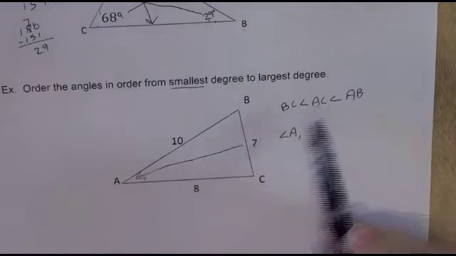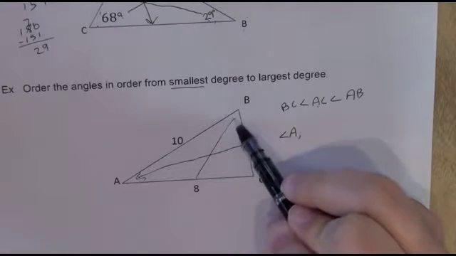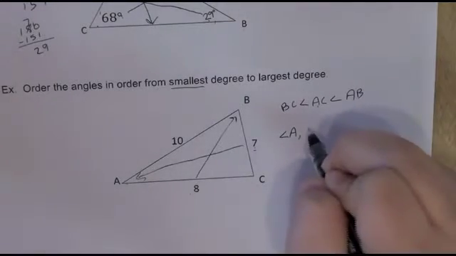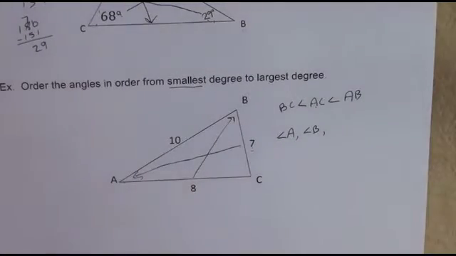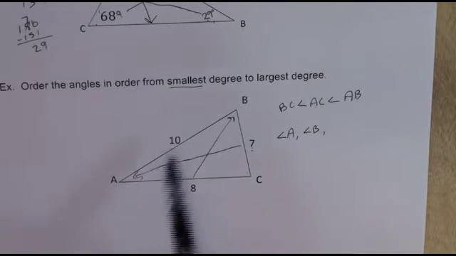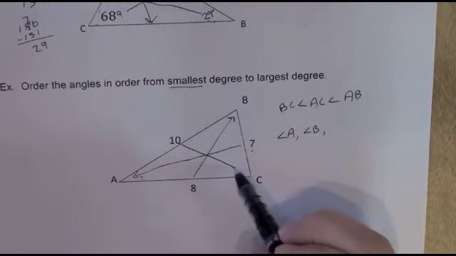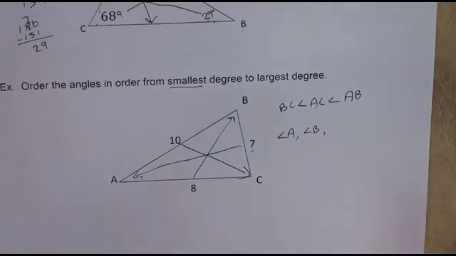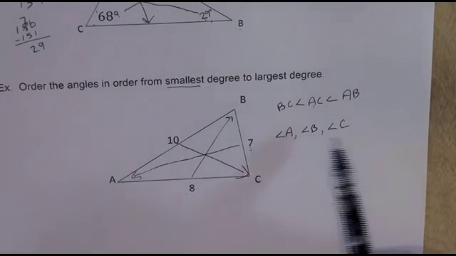Now we go to side AC, the 8. From the 8, go across to the angle. Angle B is second. If it goes angle A and angle B, then there's only one angle left. It has to be angle C, but the way we find it is we go with the 10, the biggest number, go across the triangle to the vertex, and you get angle C. In order from smallest to largest is angle A, angle B, and angle C.